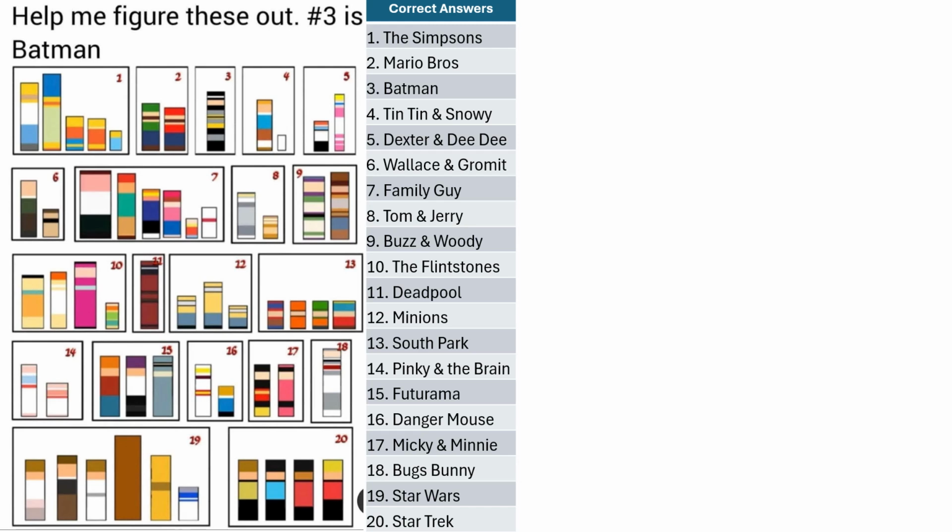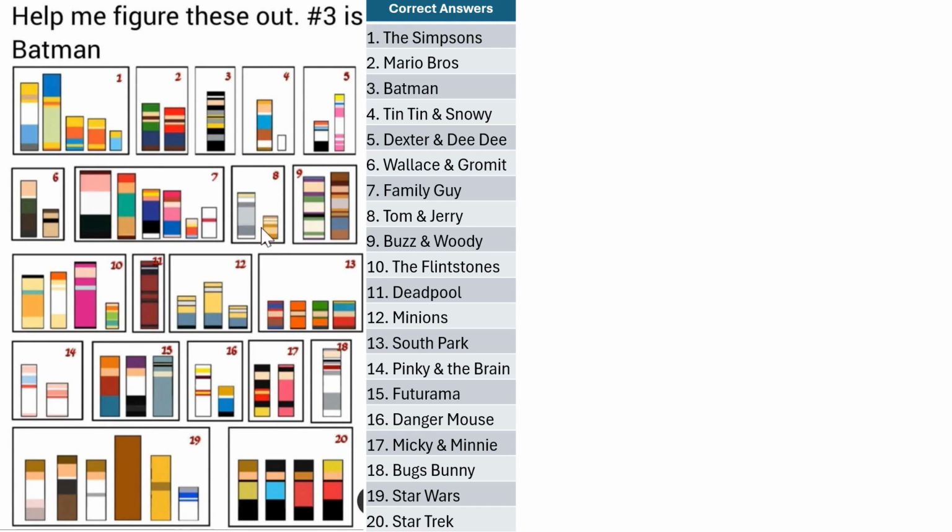And some are pretty straightforward. We can see The Simpsons, Super Mario Brothers. We're looking normally at a combination of the colors and also how many different characters we've got there. They already told us Batman, we've got Tintin and Snowy, Dexter and Dee Dee from Dexter's Lab. So some of these are pretty old. We've got Wallace and Gromit, we've got Family Guy.